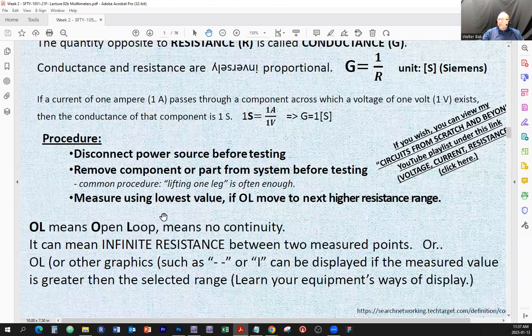And I'll explain that to you. Measure using the lowest value, and if the over limit is displayed, go to the next higher resistance range. If it's an auto range, it's going to find the range itself. If it's a switched range, you're going to have to find the range for the value. Okay. Why do we need to remove the component?